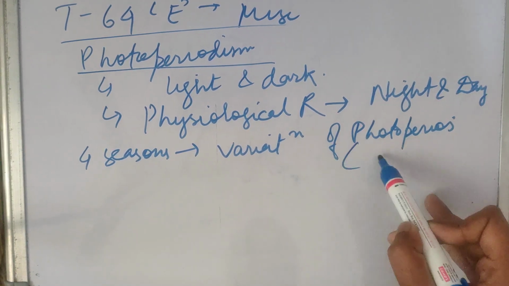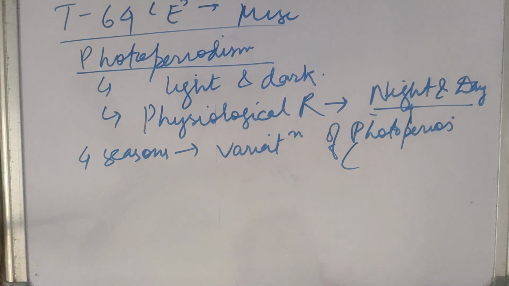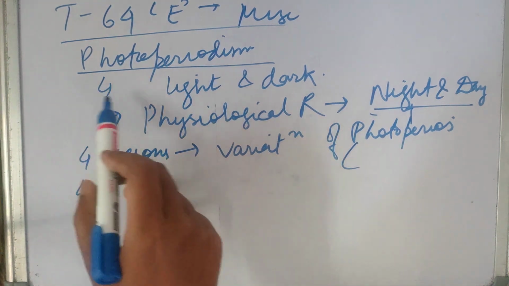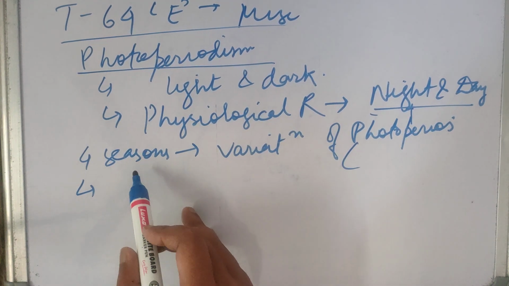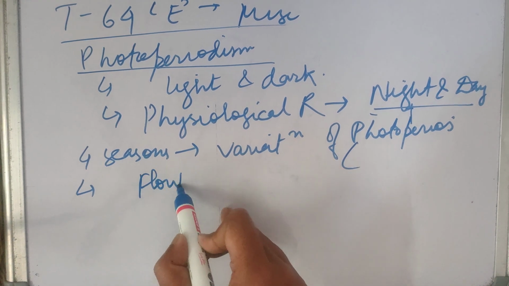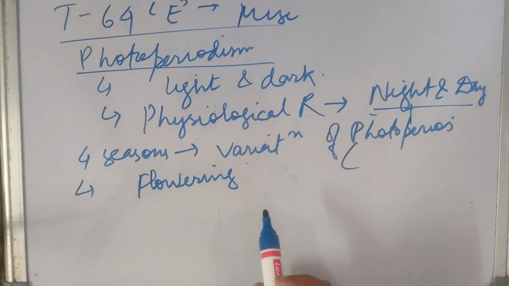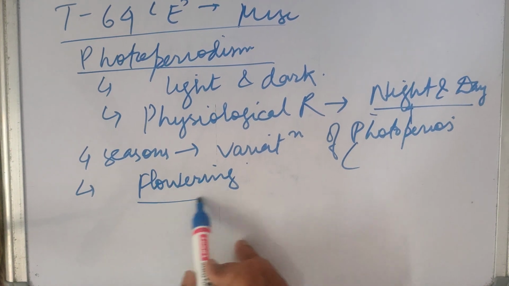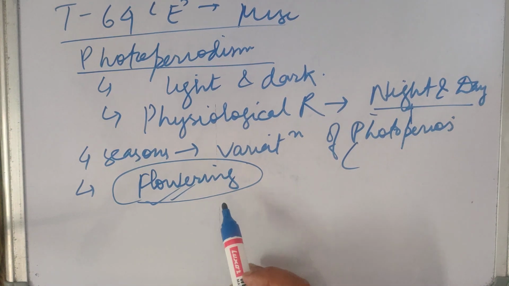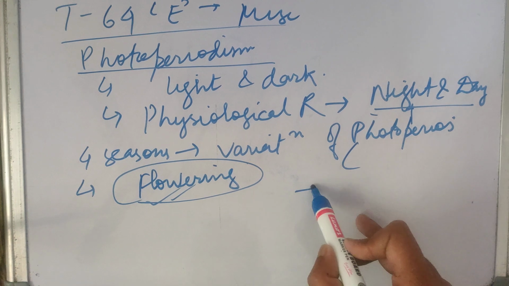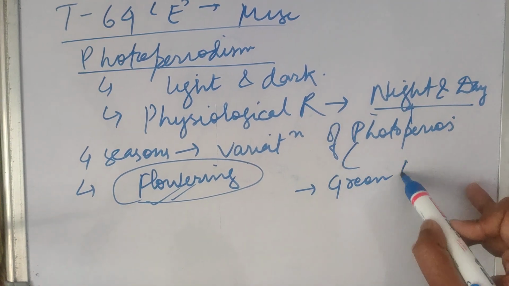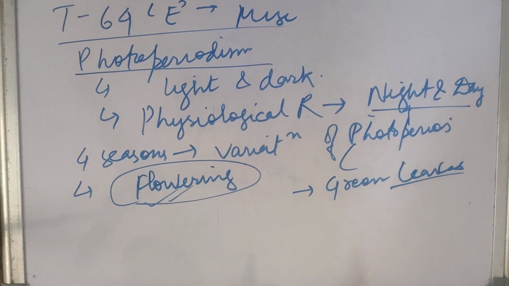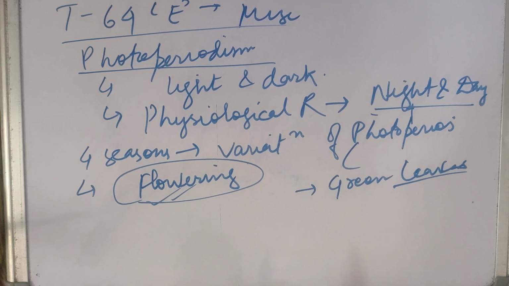What is photoperiod? Length of day and night. The most important response of photoperiodism is the induction of flowering. It provides both stimuli and induction of flowering. The stimuli is received by green leaves. The green leaves receive the stimuli, and due to the length of day and night they get the proper season, and then the plant flowers.